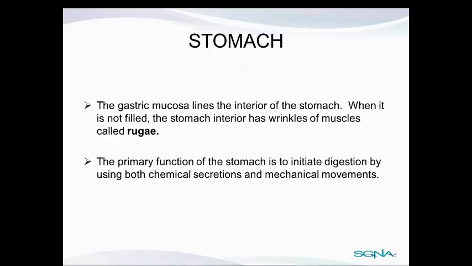The primary function of the stomach is to initiate digestion by using both controlled secretions and mechanical movements. In addition, the stomach serves as a reservoir for ingested food and liquids and regulates the entry of food into the duodenum.